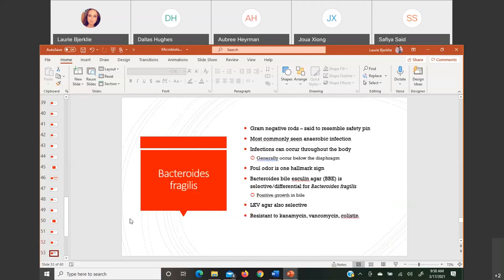Bacteroides fragilis: all bacteroides are gram-negative rods. As I said earlier, they're the most common anaerobic infection if you ignore the C. diff world. If you truly have an infection of an anaerobe, it's usually bacteroides. Typically the infections occur below the diaphragm, but it can occur throughout the body. Very gross, smelly, likes to grow with bile, so it'll grow on BBE agar. It is resistant to those three antibiotic discs, kanamycin, vancomycin, and colistin, which is a unique feature to be resistant to all of them.